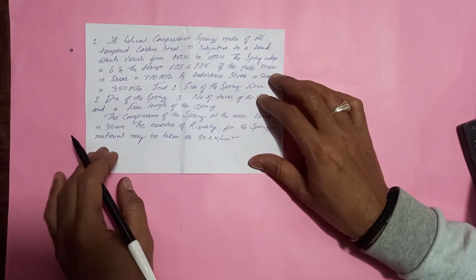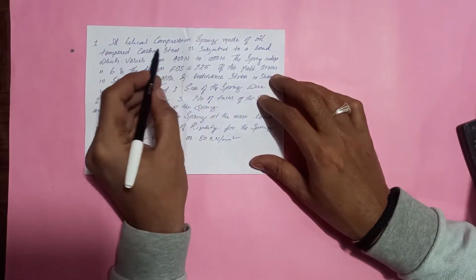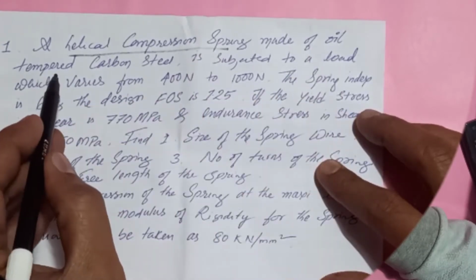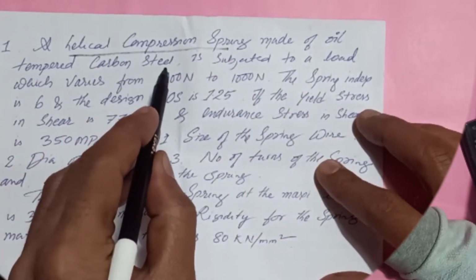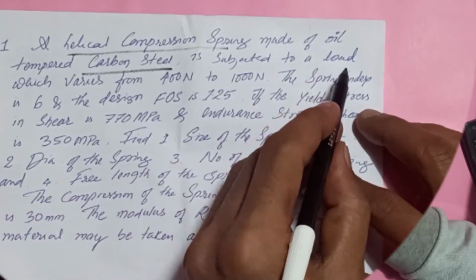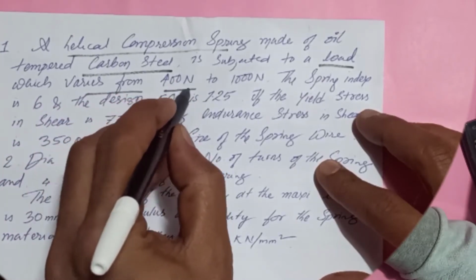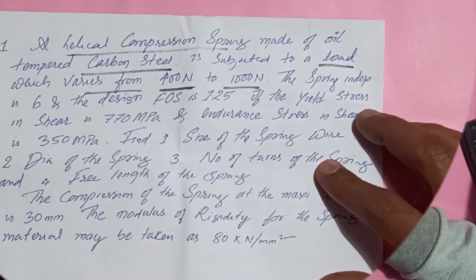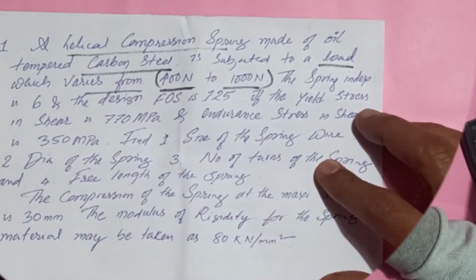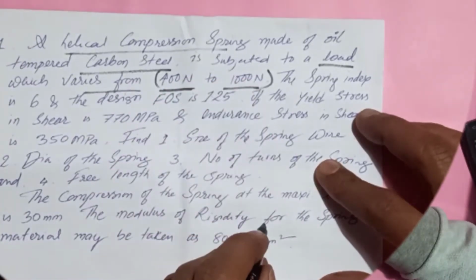So on the screen you can see one question. Let us read the question. A helical compression spring made of oil tempered carbon steel is subjected to a load which varies from 400 Newton to 1000 Newton.